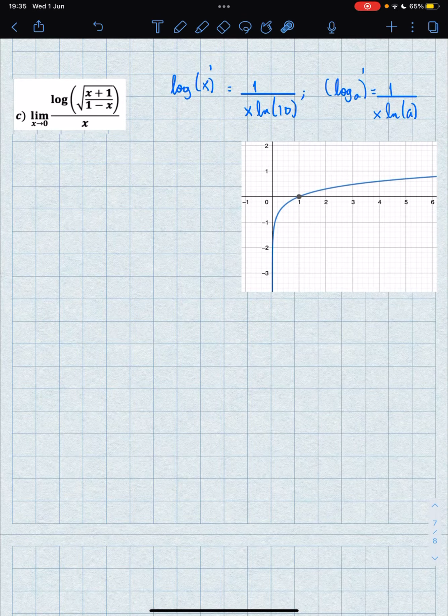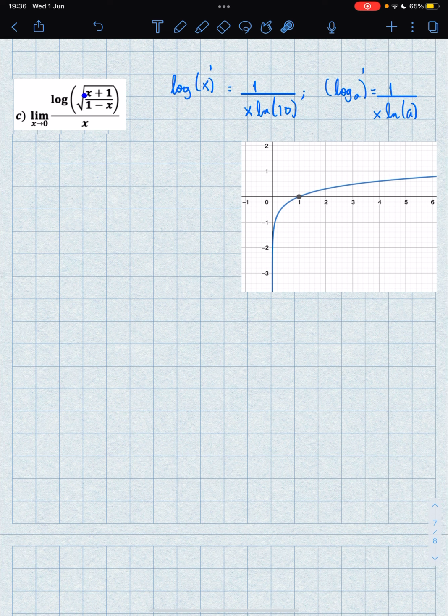Hey guys, so this is problem 3, the C one. Here we have this limit that we have to calculate. First of all, as I told you, please analyze what you're having here. If we plug in, this is when x goes to 0, and if I plug it here and here, we're going to have 1 over 1.